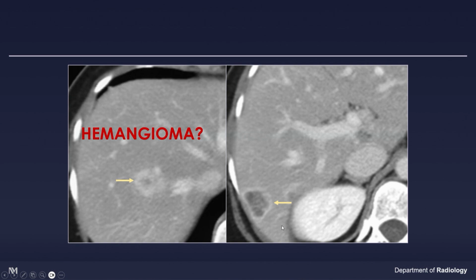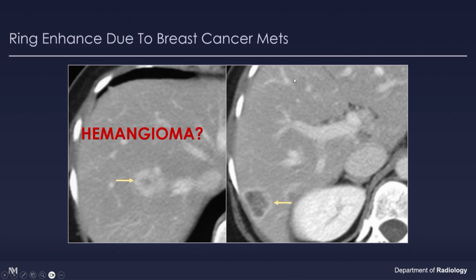How about this one? Nice CT scan showing enhancement similar to the vessels, but what's unique about this example, as opposed to that peripheral nodular enhancement, what are we seeing? We're seeing a continuous rim of enhancement. So whenever you see a continuous rim of enhancement, you have to start thinking of other things. This is ring enhancement due to breast cancer metastases.